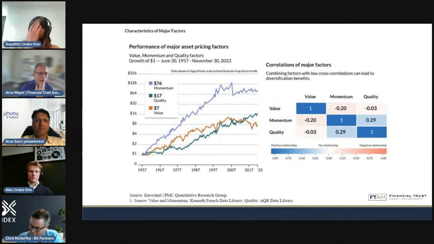But now here comes the $1 million question, and it's really about factors going in and out of favor over time.